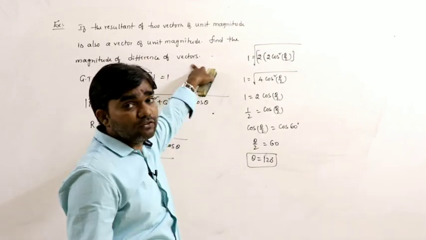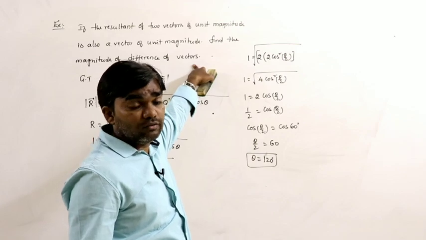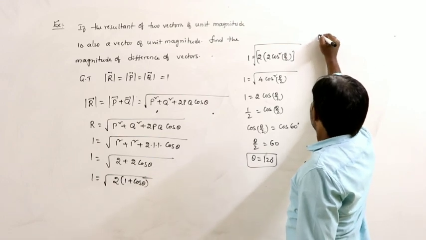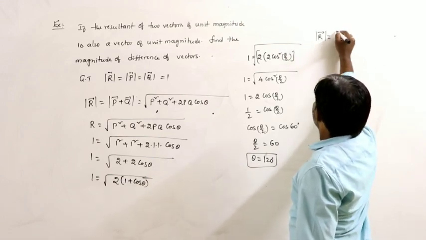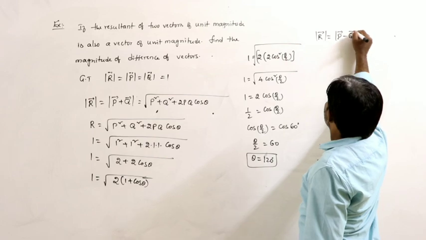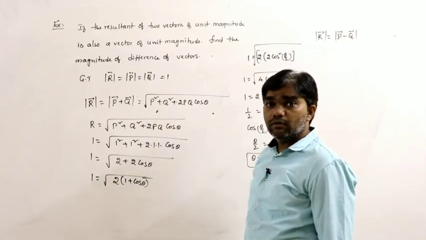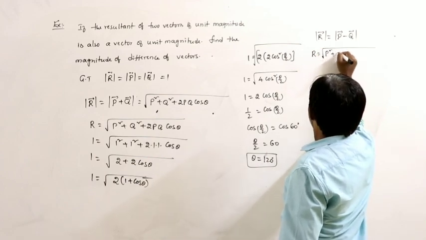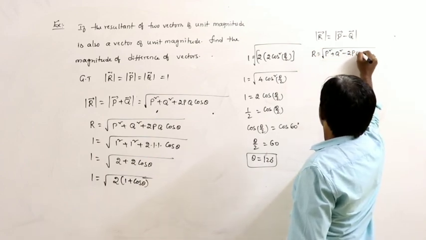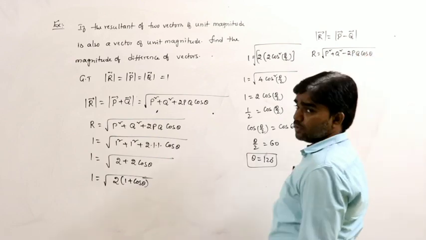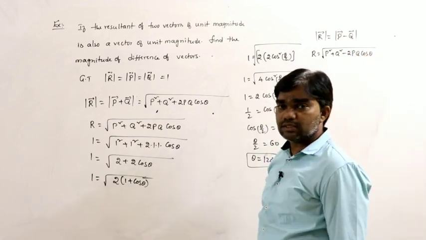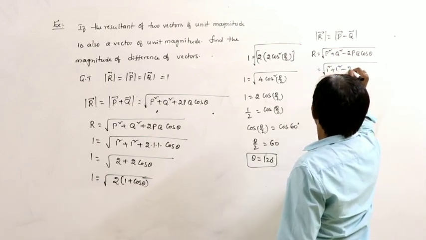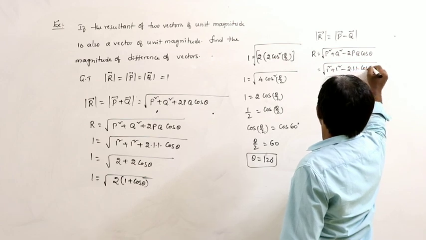Find the magnitude of the difference of vectors. Magnitude of the difference of vectors means what we have to calculate? R bar is equal to magnitude of P bar minus Q bar. That means R can be written as square root of P square plus Q square minus 2PQ cos theta. That is equal to square root of 1 plus 1 minus 2 into 1 into 1 into cos theta.